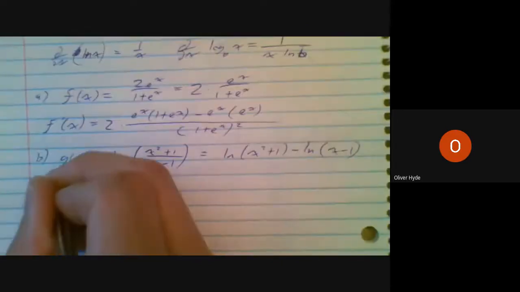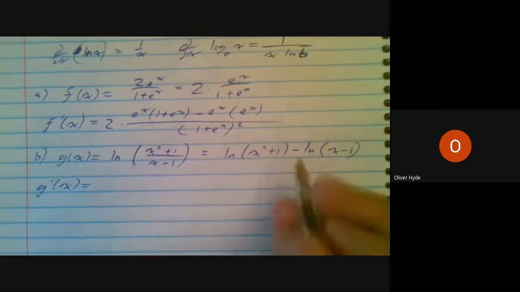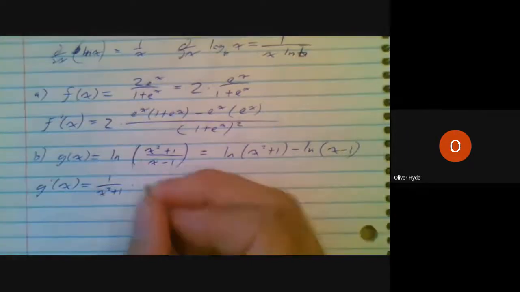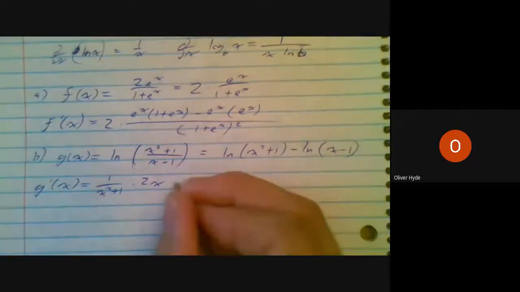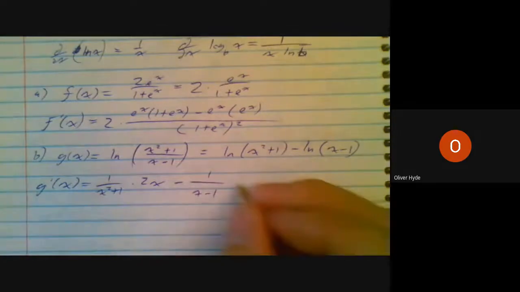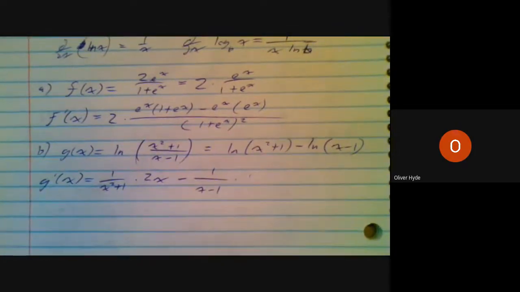Now I can say that my derivative is going to be the reciprocal of my power multiplied by the derivative of my power minus the reciprocal of my power multiplied by the derivative of my power. And I could get that as a common denominator if I want, but I don't want to. So I move on.